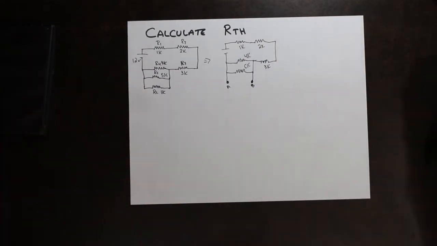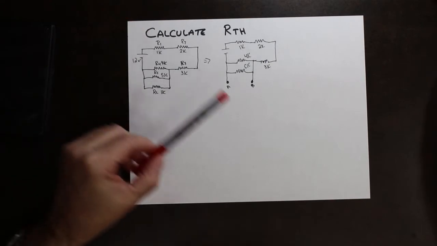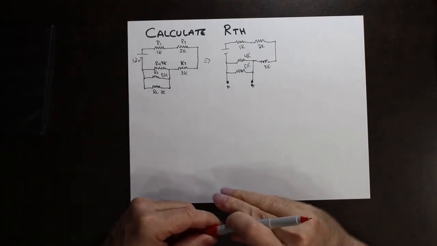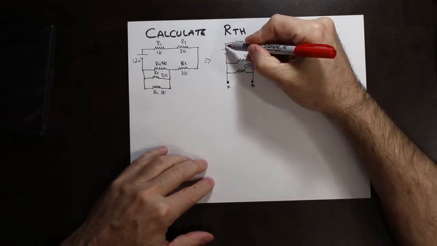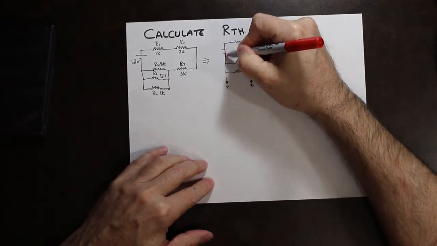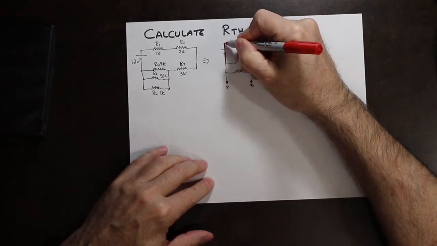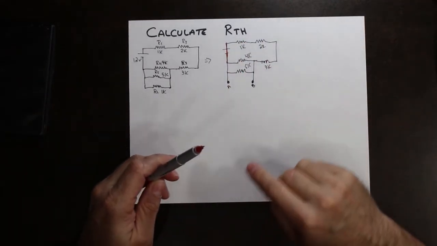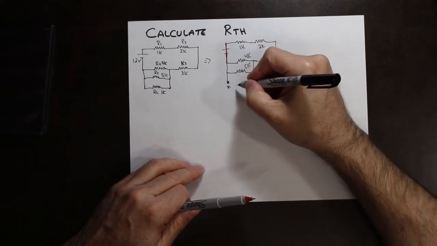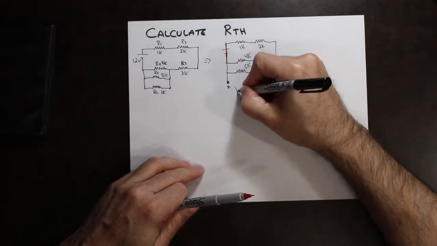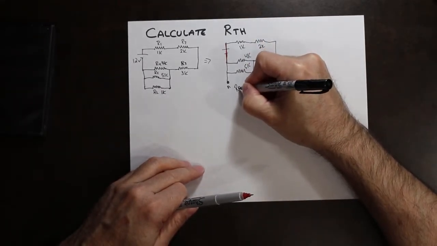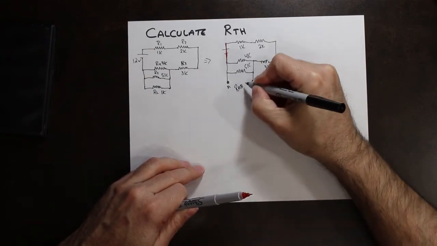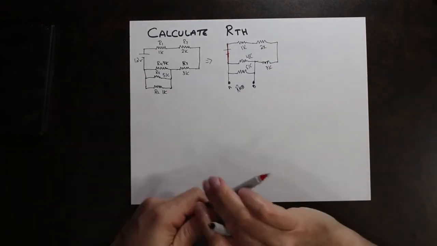The next thing you have to do is short out the power supply. You take the power supply and just put a line through it like this and pretend it's not even there. So we've shorted out the power supply. Now, looking back this way, the resistance from point A to point B is equal to Thevenin's resistance for that circuit.